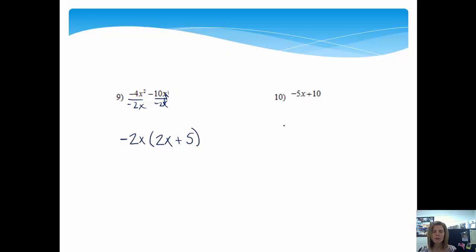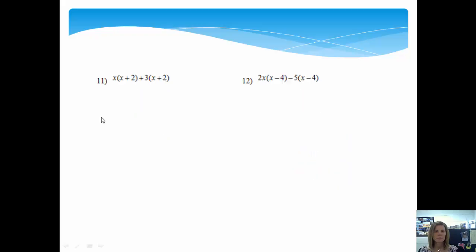Alrighty, you are back, and hopefully you did fine on this. The first thing I'm going to look at is what number goes into both of them, and that will be 5. I do notice it starts with a negative, so my GCF is going to be negative 5. Start your parentheses. Divide both parts by negative 5. Negative 5 divided by negative 5 will be 1x. And then 10 divided by negative 5 will be negative 2. And then just to clean it up, I'm just not going to write the 1.